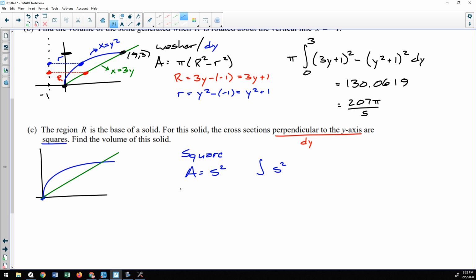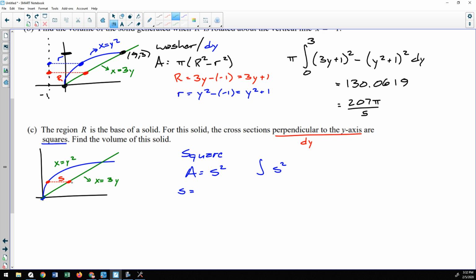All I have to do now is get my side length in terms of y, and my side lengths are in this region perpendicular to the y-axis. So there's my side length right there, the distance across that region. And this side length again is going from right to left. It's dy, so we're back to our functions in terms of y.